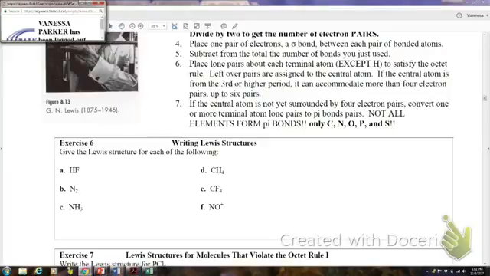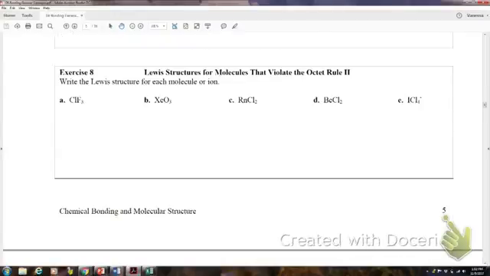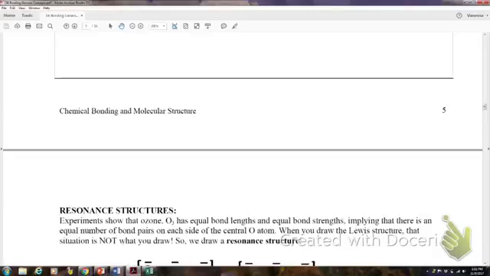Okay, so let's go on. So now you've got Lewis structures down, hopefully. So now we're going to talk about resonance structures. Oh, I don't like this one. Why? To draw like 12 things.